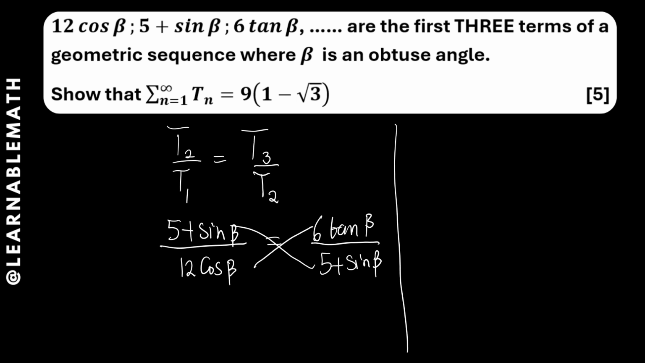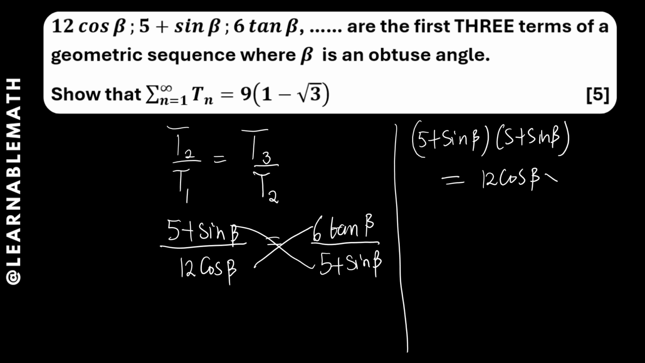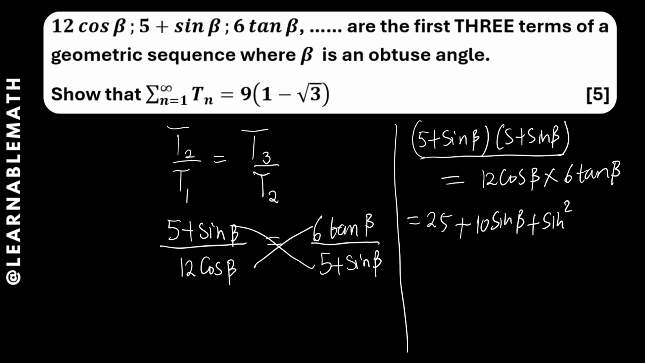When you cross multiply here, you have 5 plus sine beta multiplied by 5 plus sine beta. This is equal to 12 cos beta multiplied by 6 tan beta. Perhaps we can expand there and simplify. 5 times 5, 25. 5 times sine beta, 5 sine beta. 5 times sine beta, 5 sine beta. Those two, 5 sine beta plus 5 sine beta, will be 10 sine beta, plus sine squared beta. That's when you simplify that part.